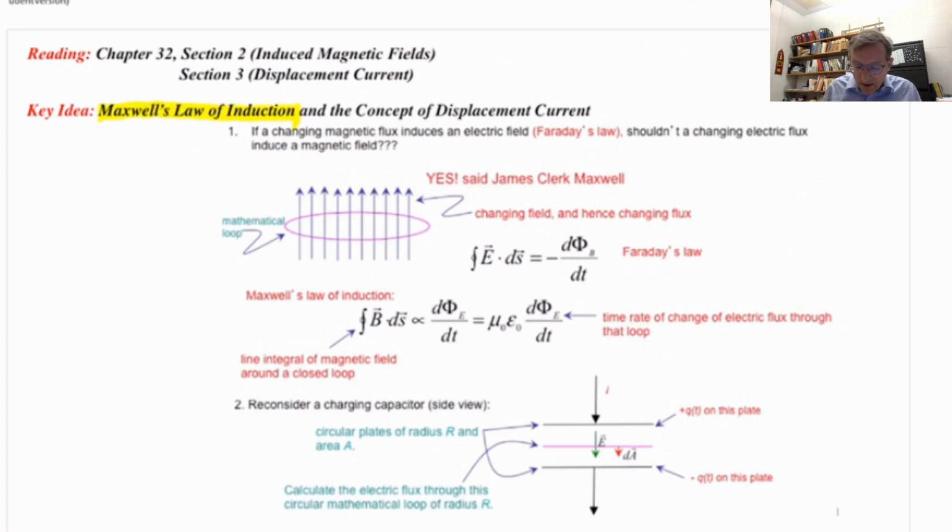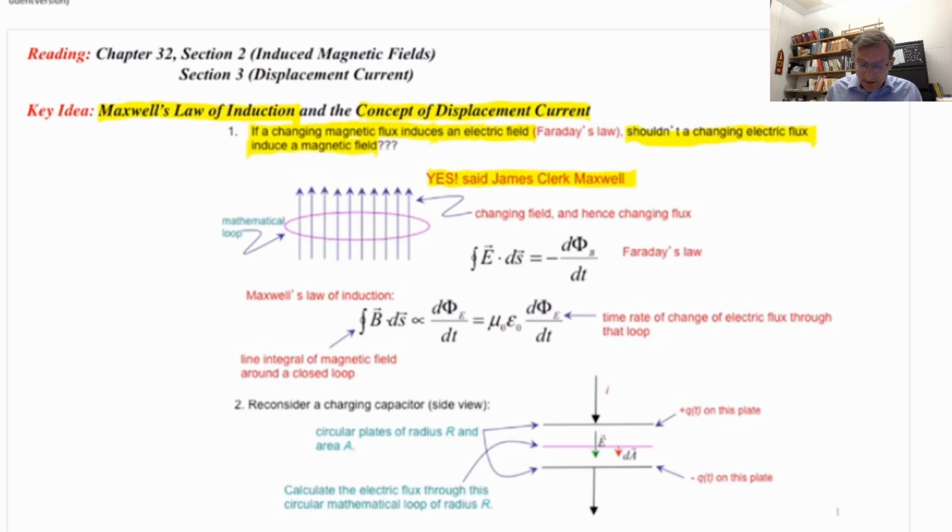Maxwell also introduced the concept of what we're going to call displacement current, but we'll have to get to that step by step. Let's start with what I basically just said. Faraday taught us that if we have a changing magnetic flux through a loop, that will induce an electric field around the loop. Faraday's law, empirical fact. Then the question is, shouldn't a changing electric flux through a loop induce a magnetic field around the loop? James Clerk Maxwell felt like it had to be the case.